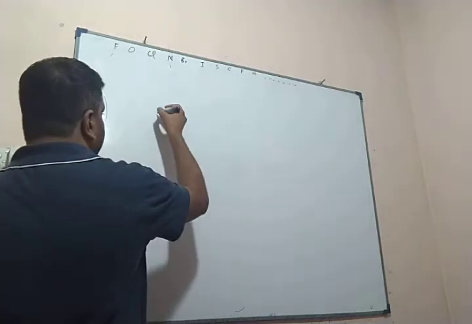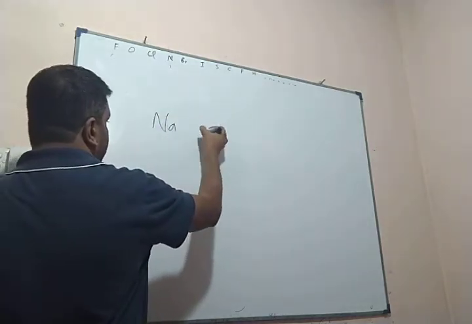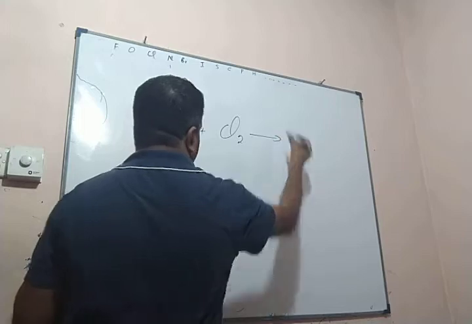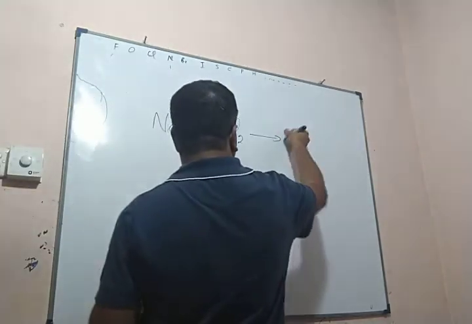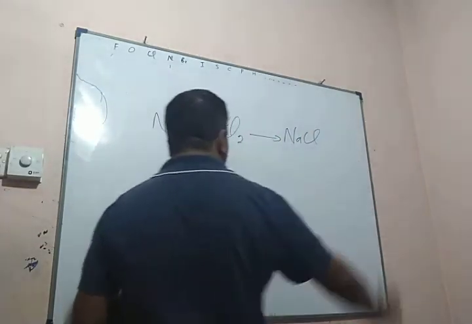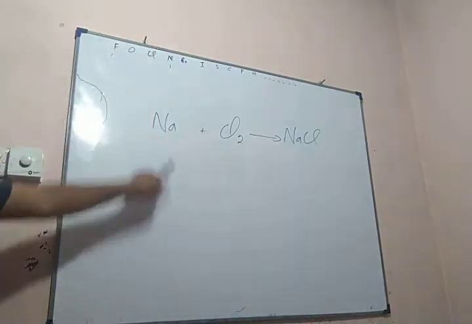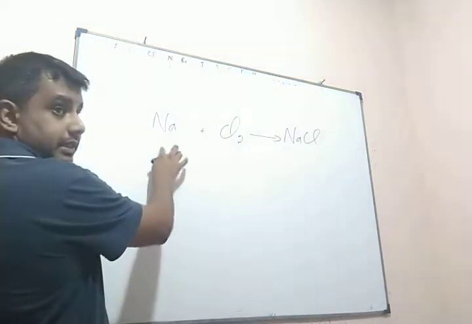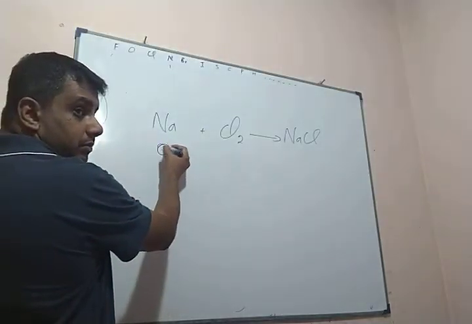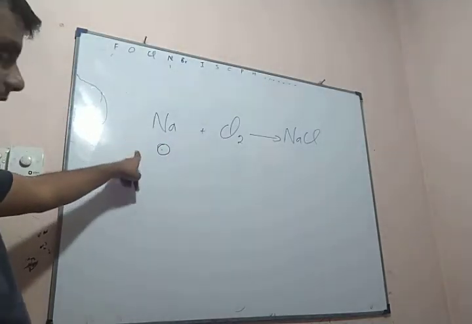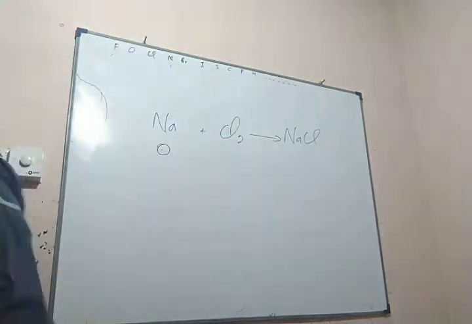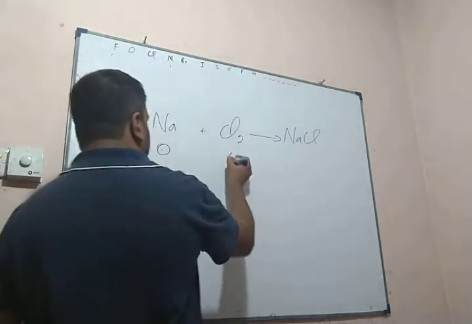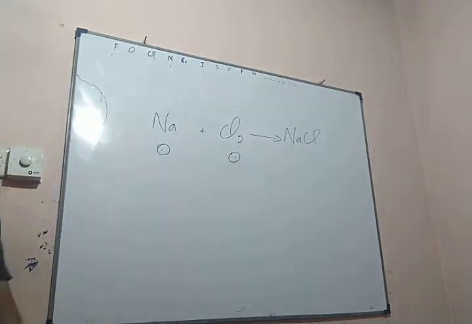Just take a simple example. Sodium plus chlorine react together to form sodium chloride. What's the oxidation state of sodium initially? 0. Chlorine, oxidation state of Cl2? 0. Why? They are elements. Oxidation states of elements are always 0.